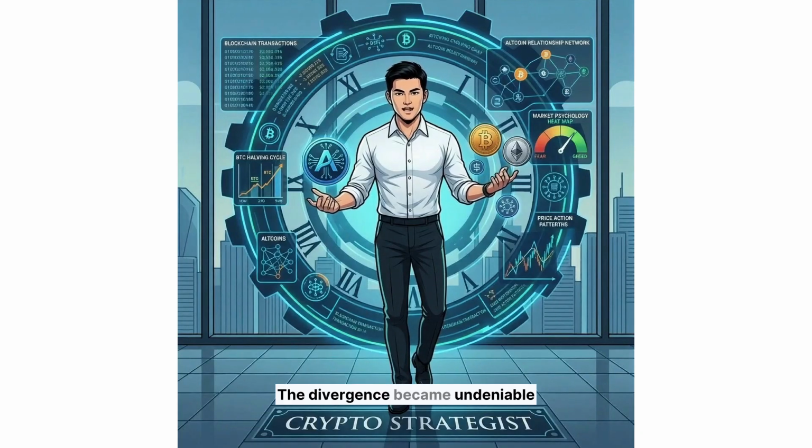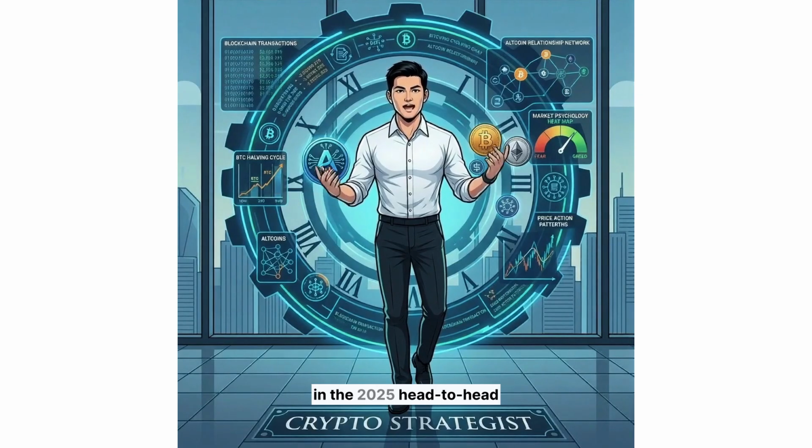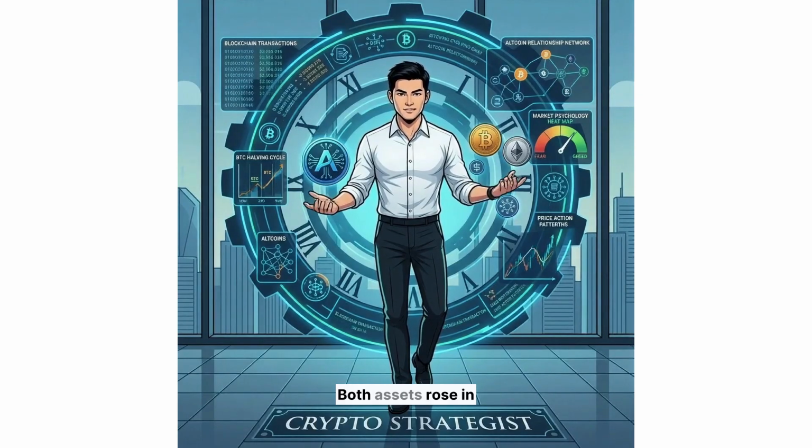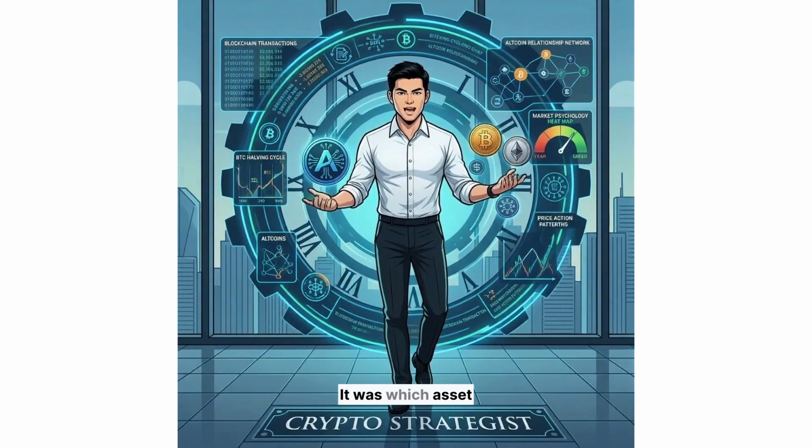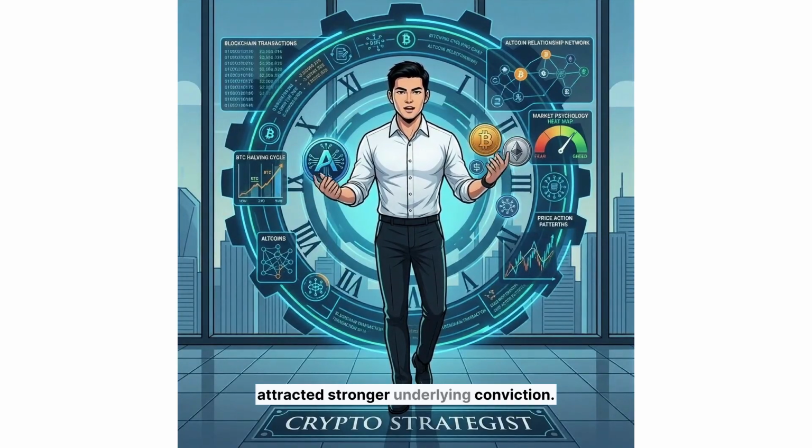The divergence became undeniable in the 2025 head-to-head comparison. Both assets rose in price, but the quality and force behind their rallies were very different. The question was no longer simply which asset went up. It was which asset attracted stronger underlying conviction.